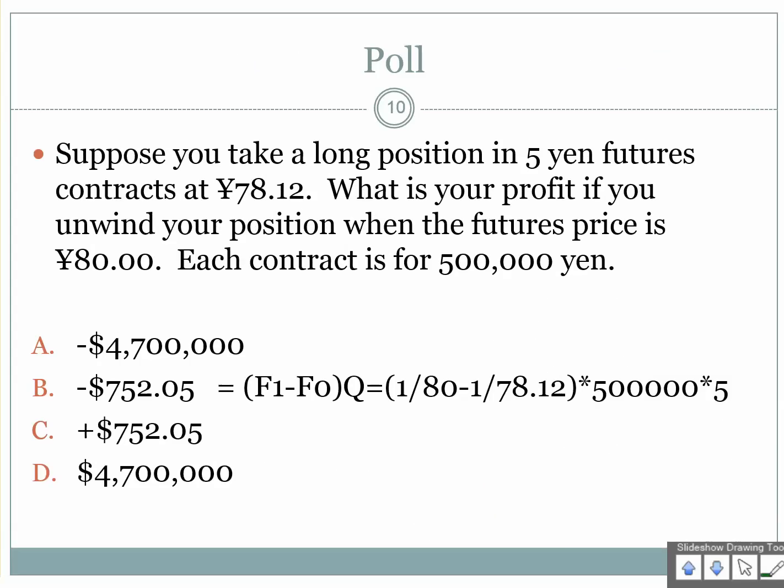So just a little poll here. Suppose you take a long position in yen futures. So you're long in 5 contracts at a futures price of 78 yen per dollar. What's your profit if you unwind your position when the futures price is 80?